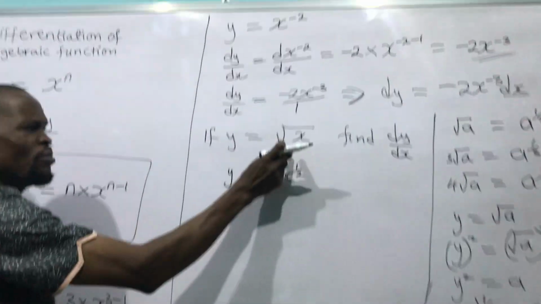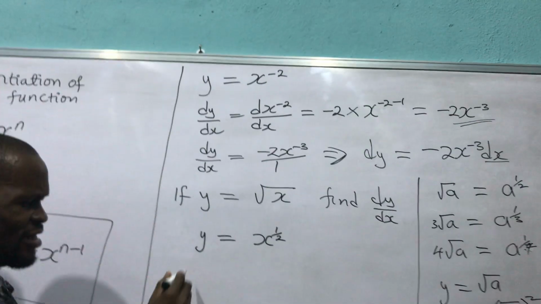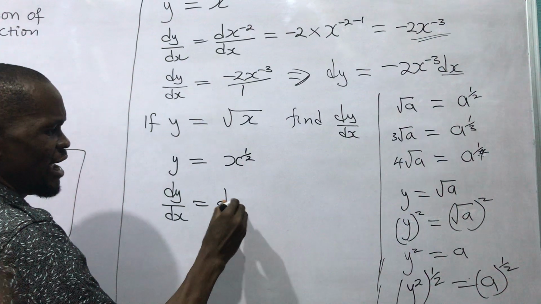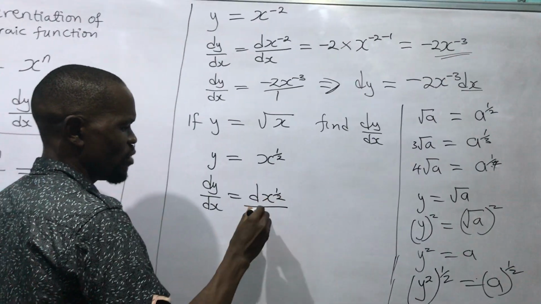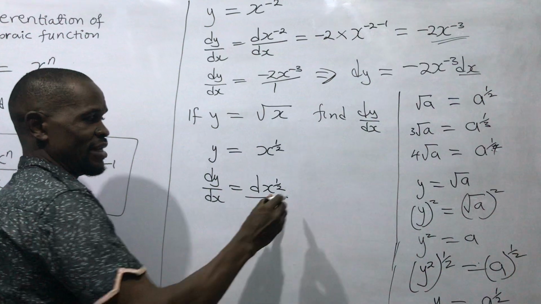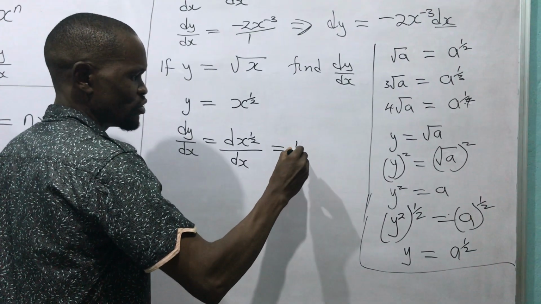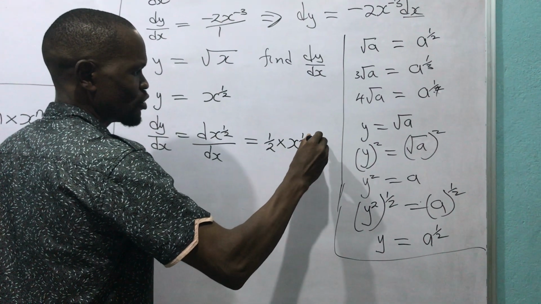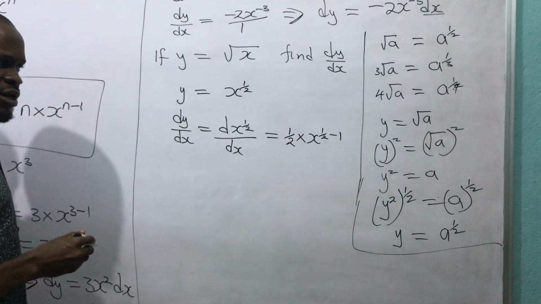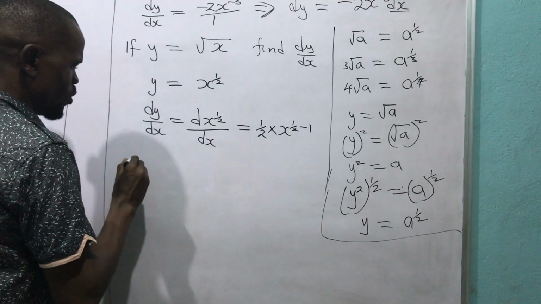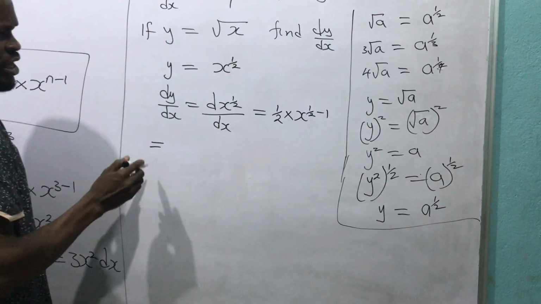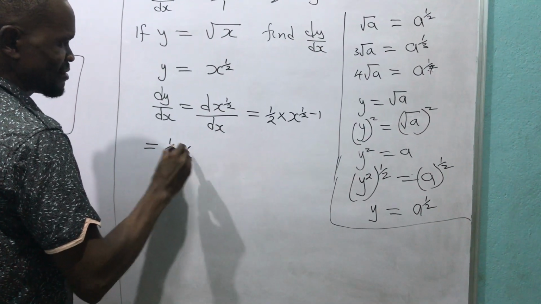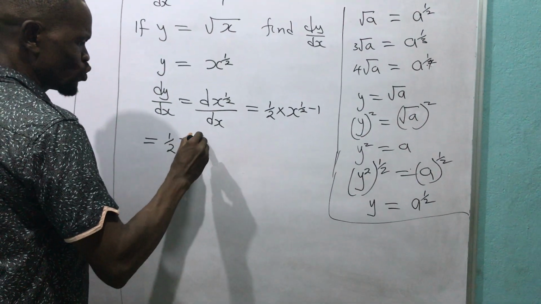Then now, if I want to remove this from the root, I will have this. Then I want to say dy/dx is equal to d(x raised to the power 1 over 2) over dx. You get me? Then this is equal to 1 over 2 times x raised to the power 1 over 2 minus 1. You get what I'm talking about? This now will give me 1 over 2 x raised to the power minus 1 over 2.